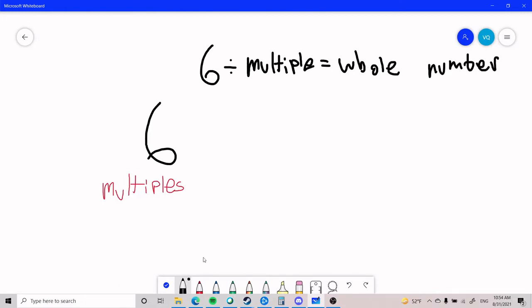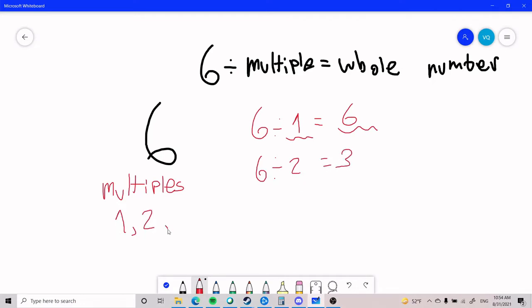And so, very quickly, we're going to see that if I take 6 and I divide it by 1, I end up with 6, that gives me a whole number. This is a multiple of 6. 1 is a multiple. And I'm just going to speed through the rest. If I divide by 2, I end up with a whole number again, so 2 is as well. You're going to find out that 3 and 6 are as well, and those are all the multiples of 6.